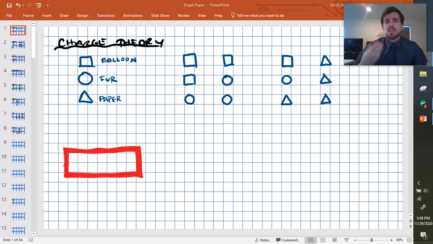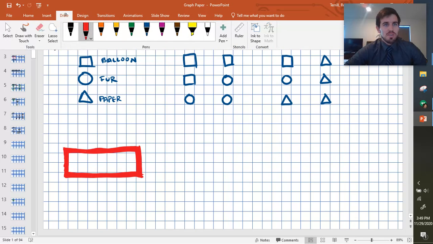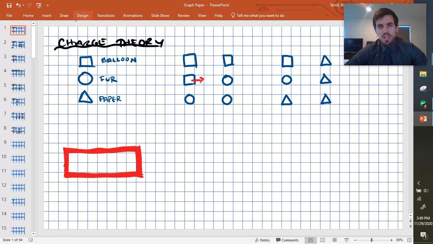So I'm going to be talking about a balloon and fur just because that's kind of familiar to us. I didn't say hair because that just felt weird, felt creepy. So we're going to talk about balloon and fur. And you guys already know that if you had the balloon and the fur, so the balloon is this rectangle and the fur is that circle, they would be attracted towards each other.